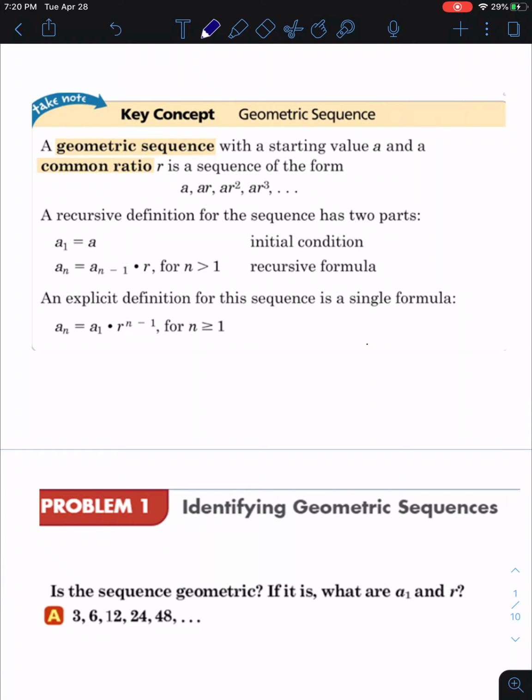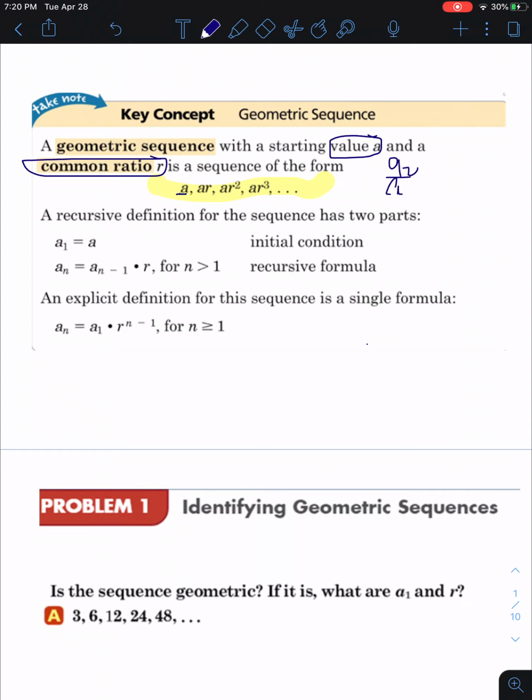And geometric sequences, if you look at this line here, of a times r squared, a times r cubed, you'll notice that each term is multiplied by an r. Okay? The common ratio is called r. So we've got a common ratio. We're going to start with the value of a, which is our first term.